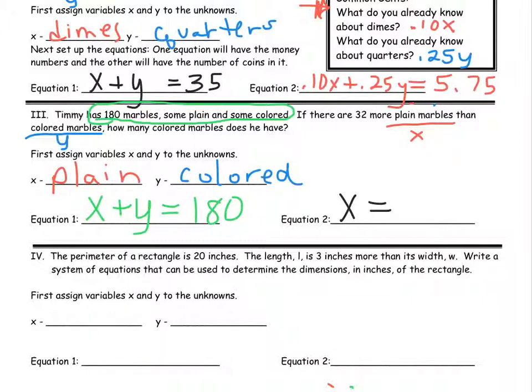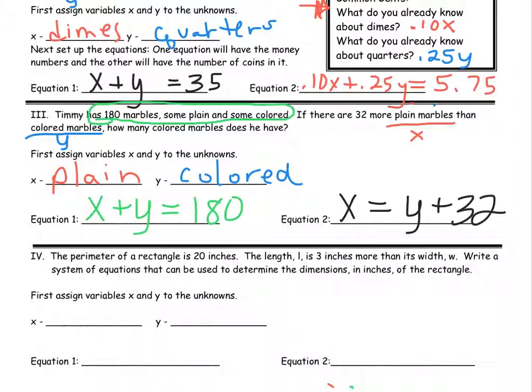So how many marbles do we need to add to our colored marbles? Well, it says 32. So if you put the variable that has the most on one side by itself, put it equal to the other variable, and add what they need to have brought up to it. So there's our two equations.